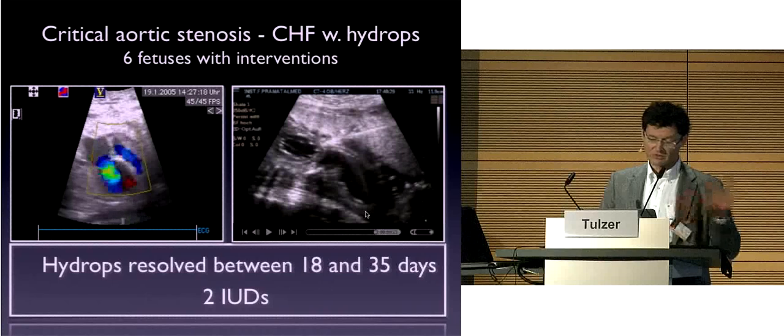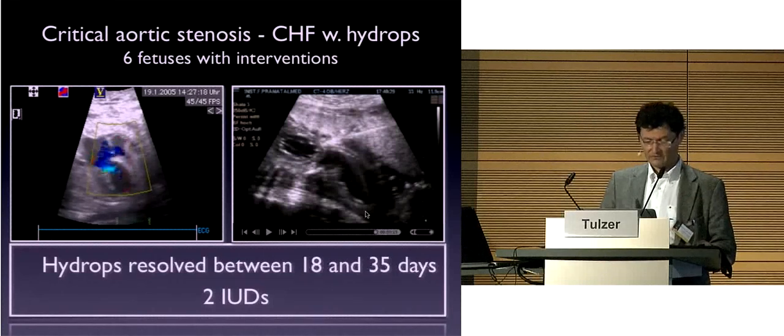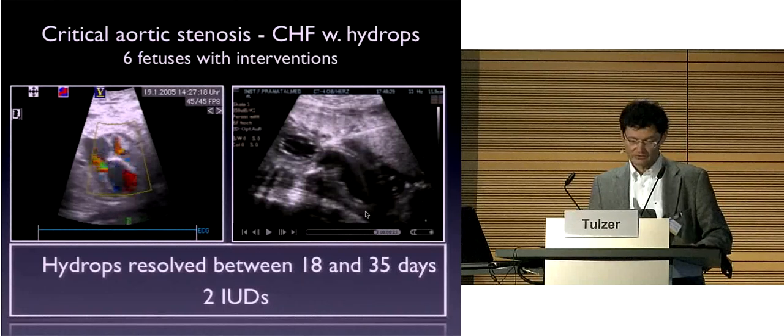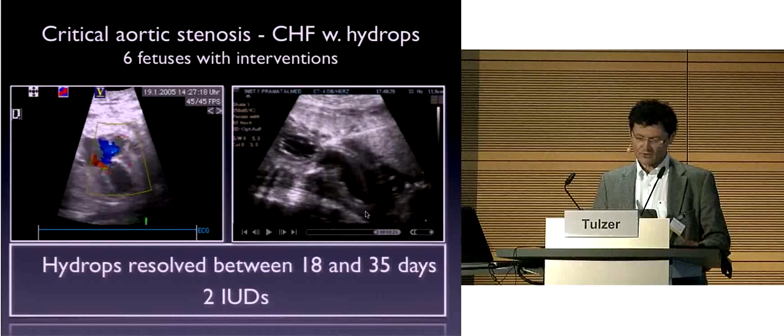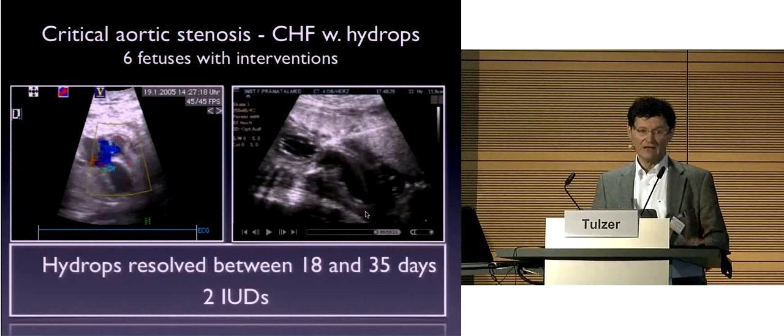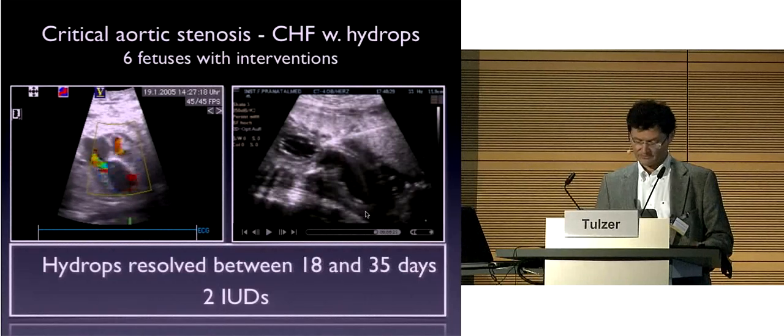So we managed to cross the aortic valve in all 6 of these fetuses. 2 died in utero because the heart failure persisted and we couldn't get them out of heart failure. But in all the other 4, the hydrops resolved between 18 and 35 days, and those 4 fetuses survived and are biventricular now.